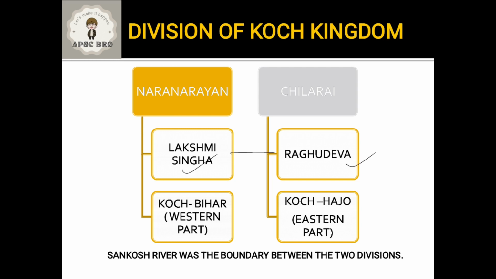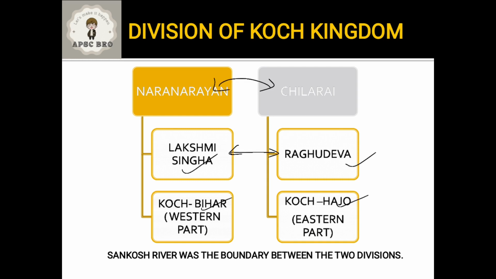Now both these two were not like their fathers. You see, Naranarayan and Chilarai were together. They ruled the entire kingdom together, and that's why they could take the Kush kingdom to new heights. But these two, Lakshmi and Raghudeva, were not like their fathers. They were fighting between themselves in order to capture the kingdom. So ultimately the kingdom was divided into Kush Bihar and Kush Hazu.